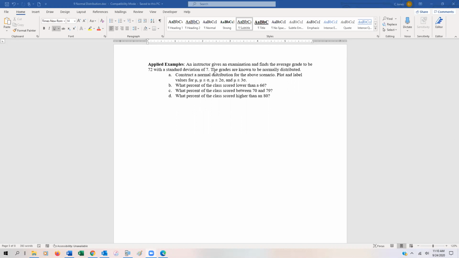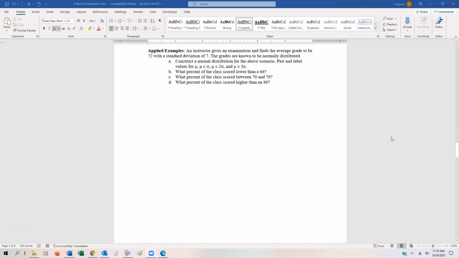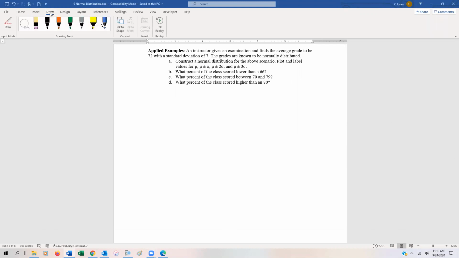So let's say for some reason we have an instructor and they give an exam and they find the average grade of the exam to be 72 and the standard deviation of the exam is 7. The grades are known to be normally distributed. So we're going to construct the normal distribution and then we're going to find some probabilities or percents. All right, so let's start with the normal distribution construction.